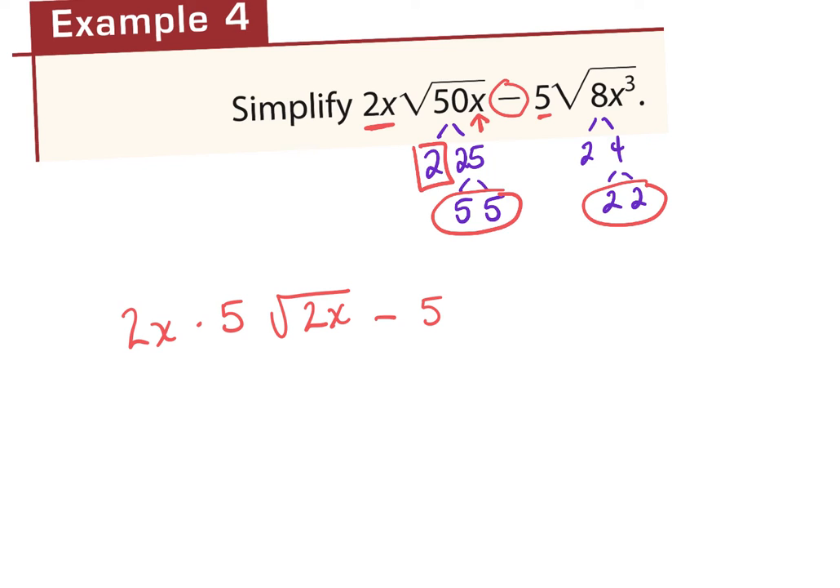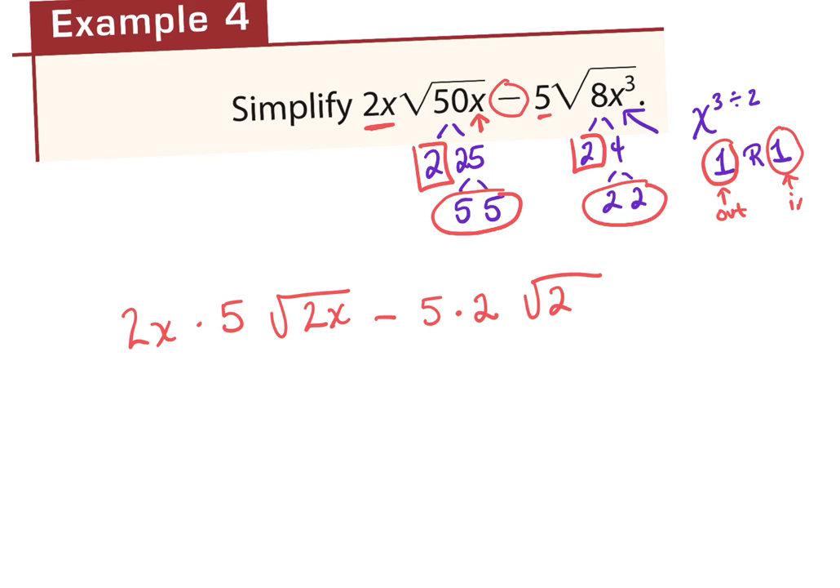For this one, my 2 pairs up. So I'm going to say times 2. And I have a 2 on the inside as well. Then I'm going to look at my variable. For this variable, it is x to the 3rd. I divide that 3 by my index. What is my index again? What's the index of this radical? 2. 3 divided by 2 is 1 with a remainder of 1. What does that tell me? This tells me what's going to go out, right? How many x's are going to go out. This tells me how many x's are going to stay in. So I have 1 x that comes out, 1 x that stays in, right?